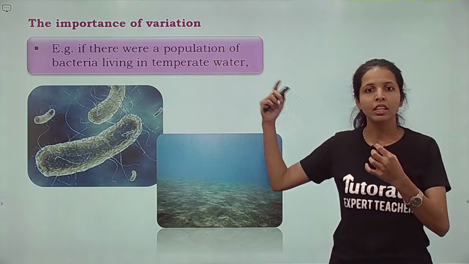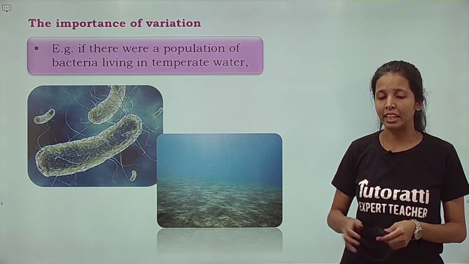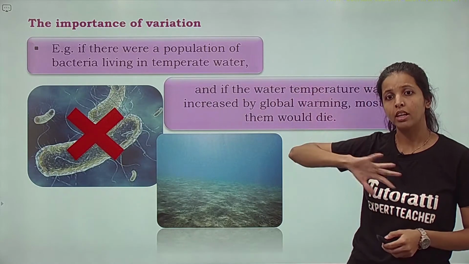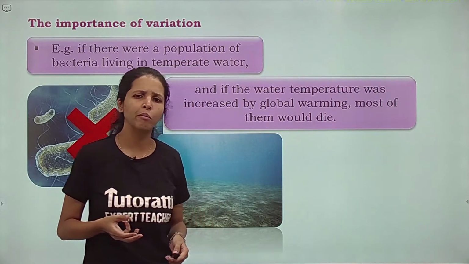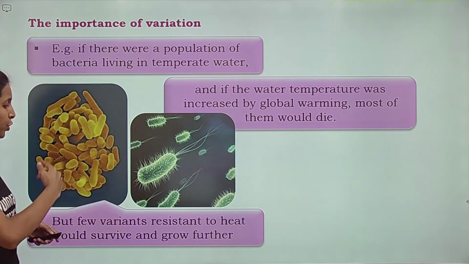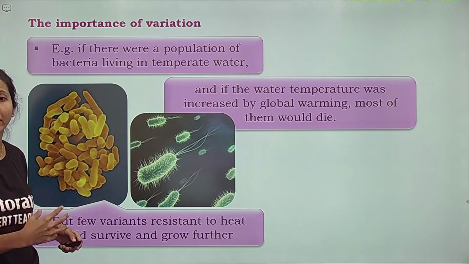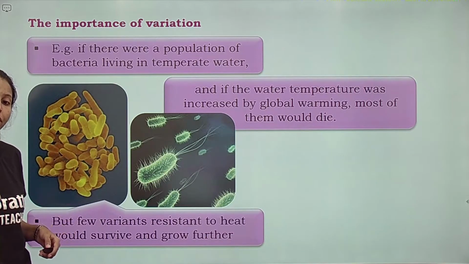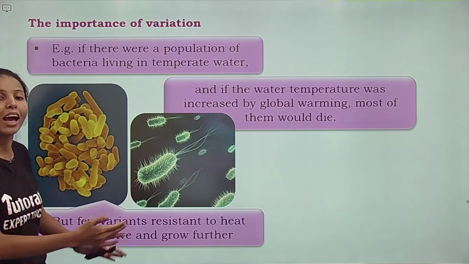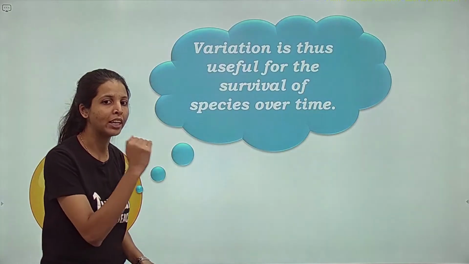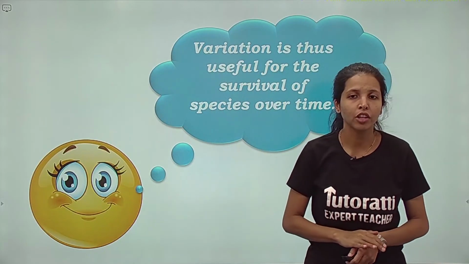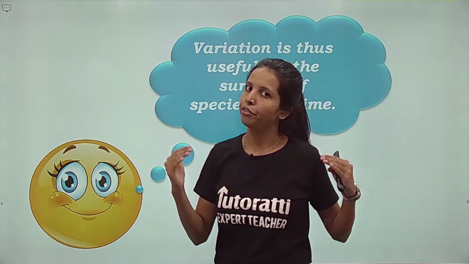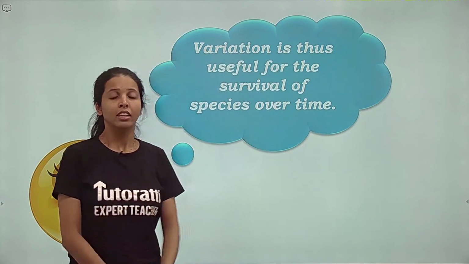Also example given, if we were a population of bacteria living in temperate water and if the water temperature was increased by global warming, most of them would die. But a few variants are resistant to heat. ऐसे बैक्टीरिया जो हीट को सर्वाइव कर सकते हैं, they can survive and also grow further, thus trying to keep their species intact bacha. So as I told you at the start, variation is thus useful for survival of species over a period of time. So this is the importance of variation.